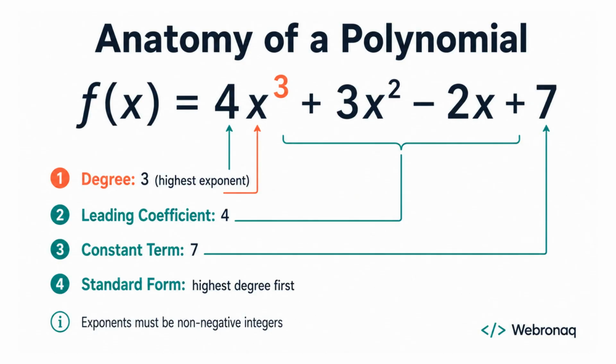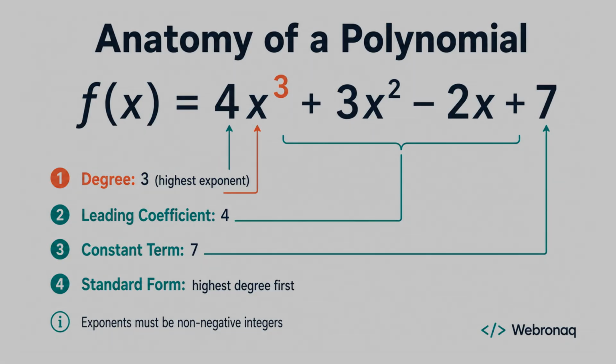Two key rules. Exponents must be whole numbers, and they cannot be negative. So something like x to the power of -1, or x to the power of 1/2, is not a polynomial. With that definition solid, let's look at how degree controls the shape of the graph.